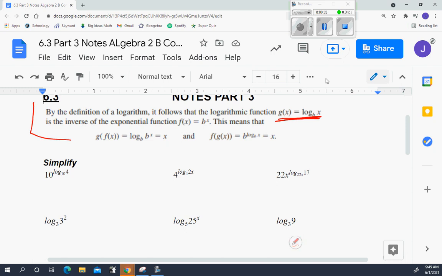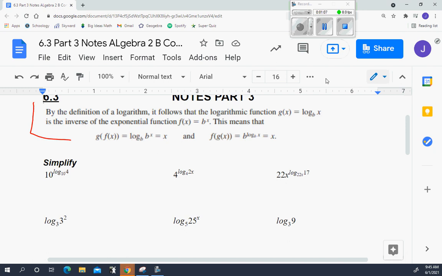This means, and pay attention to this next part, if you have log base b of b to the x, where b is the same number, it works as an inverse. So this whole thing, log base b of b, cancels out, and we're left with just x.